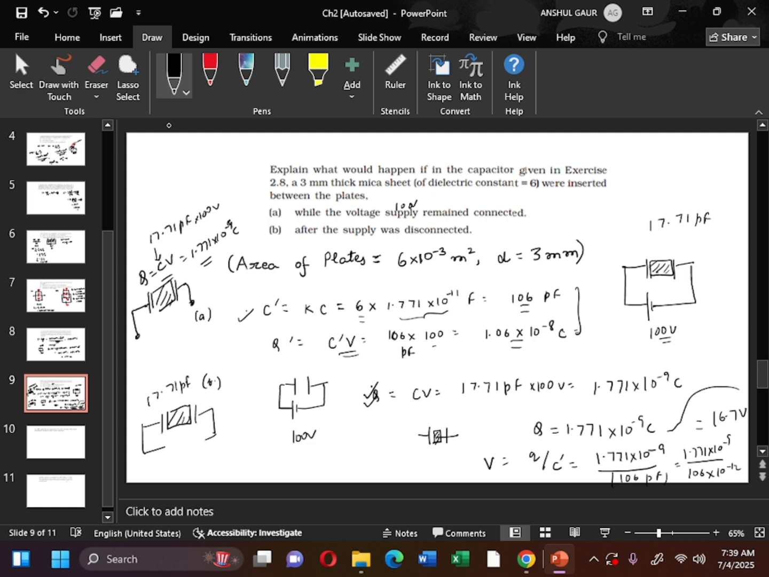तो अब अगर हमें वोल्टेज निकालना हो इस सिचुएशन में, तो वोल्टेज बराबर होगी चार्ज, विच इज 1.771 into 10 power minus 9 कूलम, अपॉन द न्यू कैपेसिटेंस विच इज 106 पिकोफैरड. अब इस पिकोफैरड वैल्यू को हम कन्वर्ट कर देंगे फैरड में, तो 106 इंटू 10 पावर माइनस 12 फैरड. तो इस रेशियो को सॉल्व करके जो वोल्टेज की वैल्यू आती है इस कंडीशन में बी पार्ट में, वो आती है 16.7 वोल्ट्स. तो ये आपका बी पार्ट का आंसर होगा. सो होप यू अंडरस्टैंड द एक्सप्लेनेशन. थैंक यू.